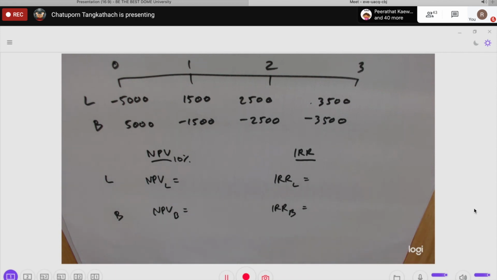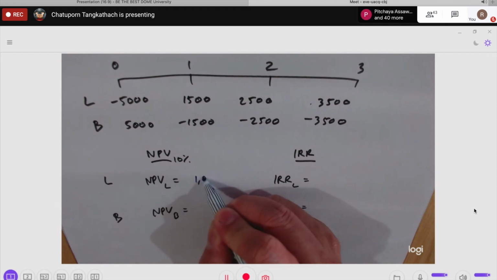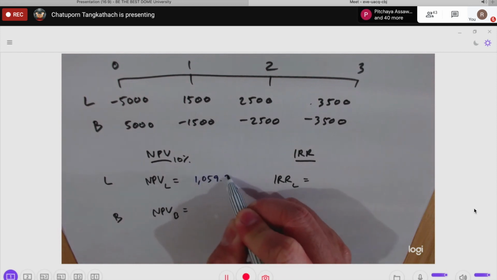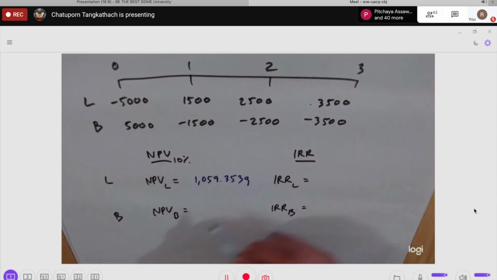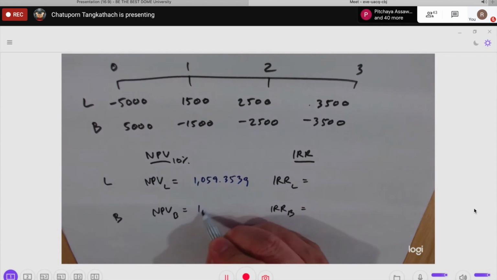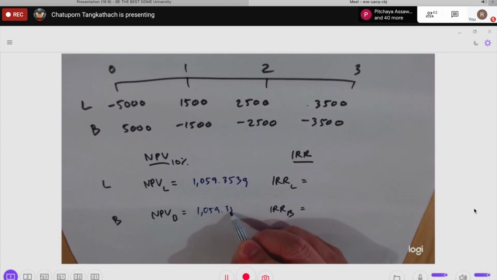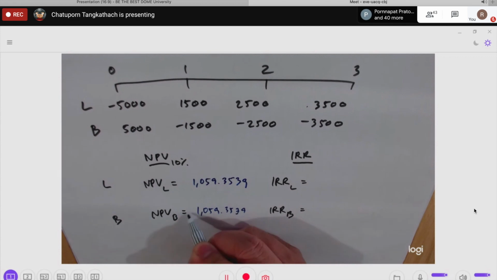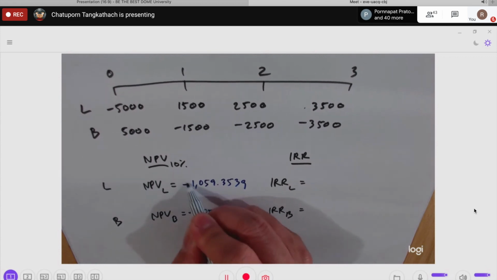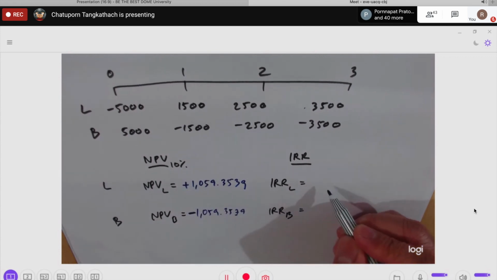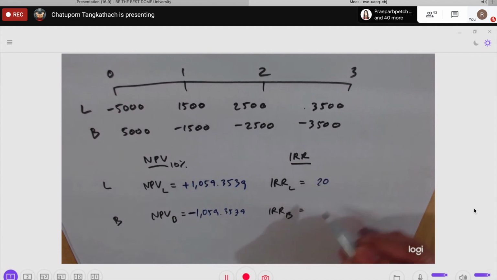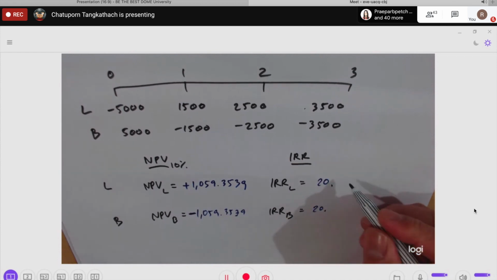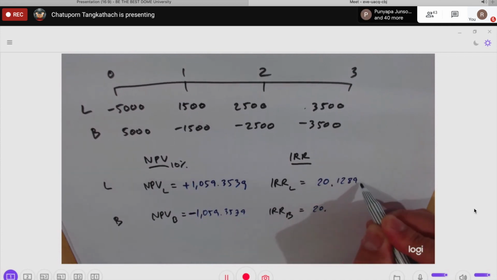So you get the same answers, right? For NPV, 1059.3539 for both of them, except that for project B, the sign is negative. For L, positive. For IRR, both of them give us the same answer, 20.1289%.